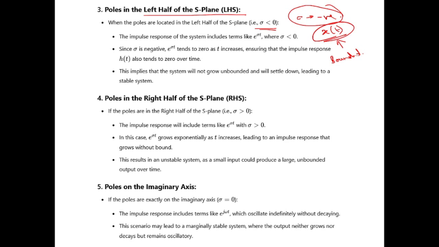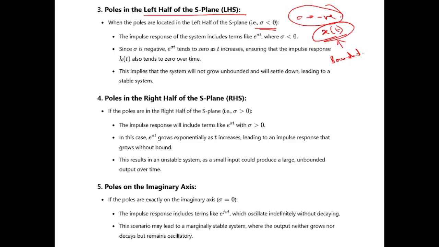What happens if we place the pole on the right hand side? The sigma value becomes positive, and since it becomes positive, what will happen? The output will grow out of bound. So the output will grow out of bound, and hence that is not desirable.